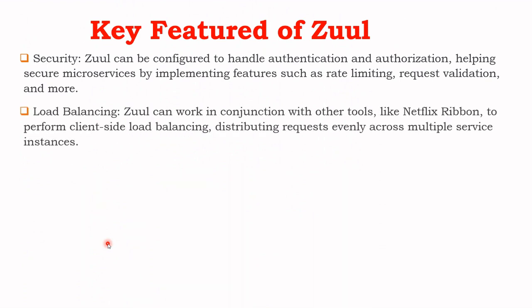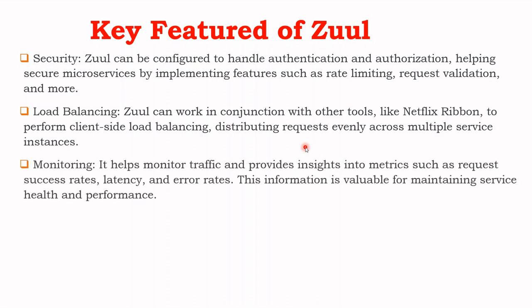We can use it for load balancing also, like Netflix Ribbon. We can also use Zuul for load balancing purposes. Zuul can work in conjunction with other tools like Netflix Ribbon to perform client-side load balancing, distributing requests across multiple service instances. So it can also work with Netflix Ribbon to handle client-side load balancing.